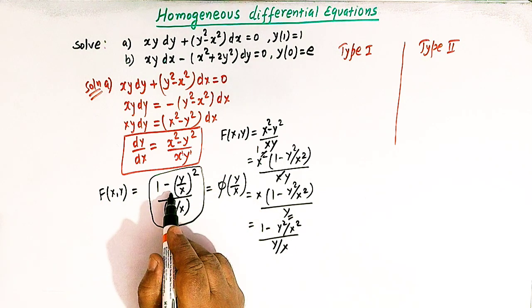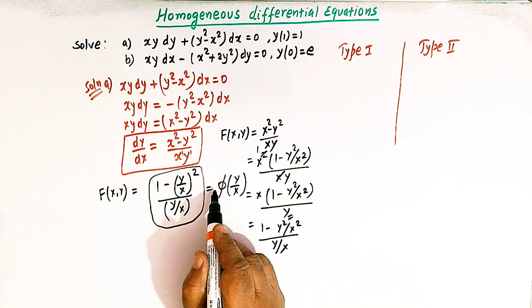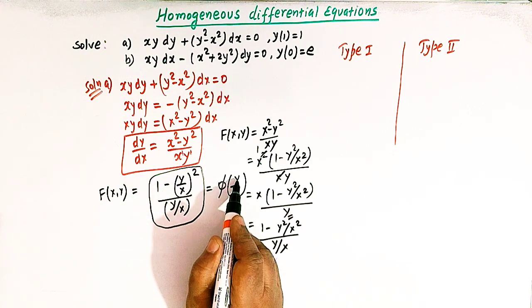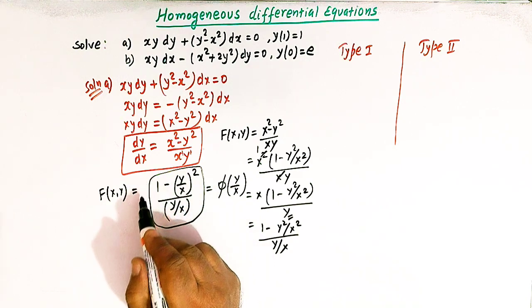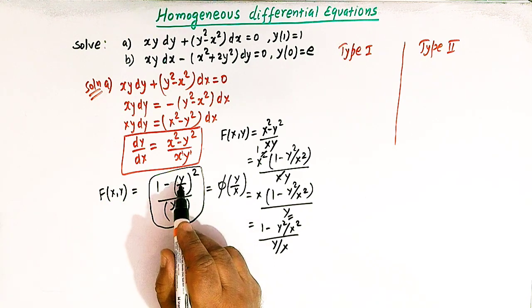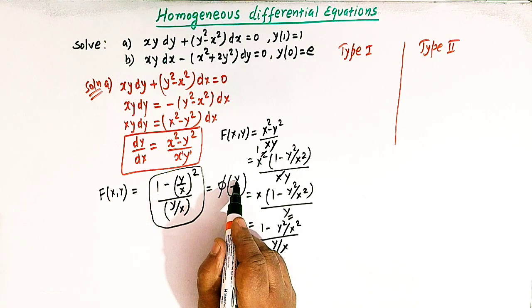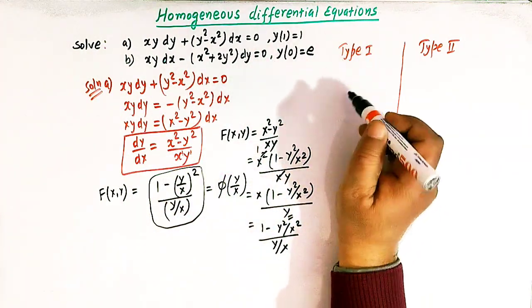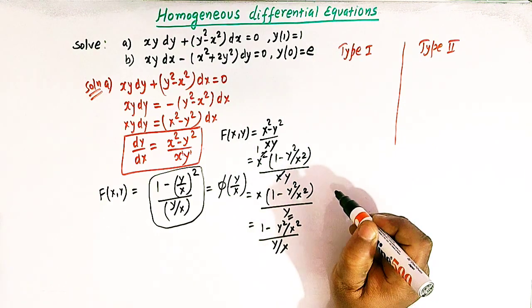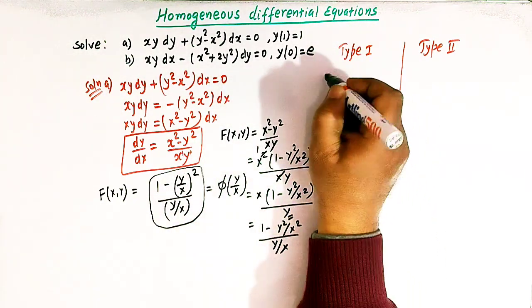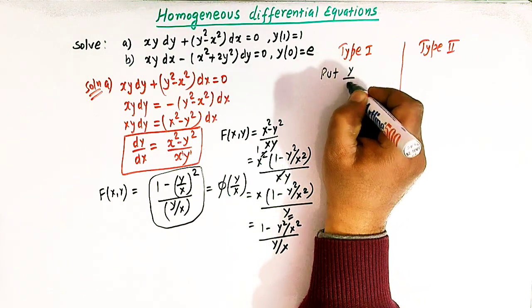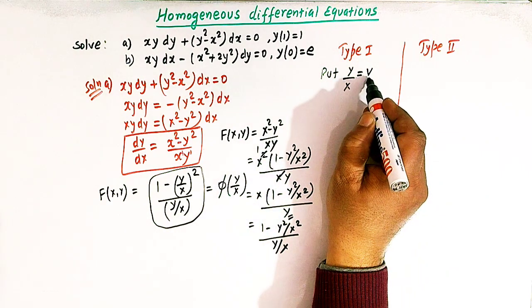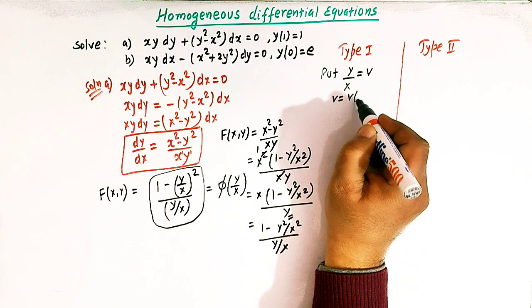So this is a homogeneous function of degree 0, and this function is completely expressible in terms of y over x. So whenever we come across these types of functions where we have the function in the form of y over x, then we have the homogeneous differential equation of the first type. So what we will do in these cases, we'll take y over x as some parameter, say v, and v is a function of x.